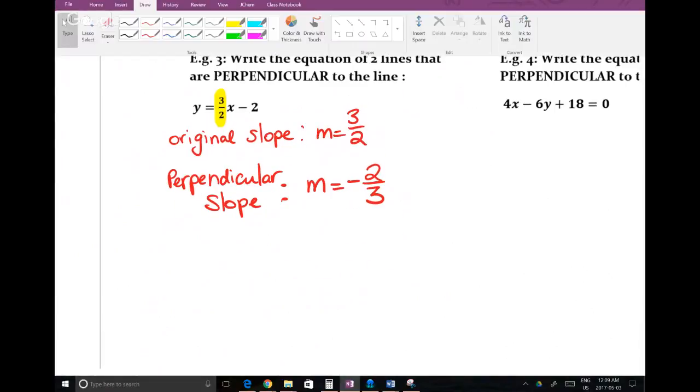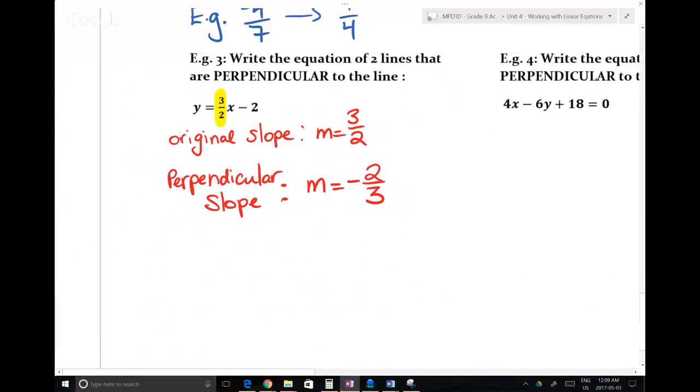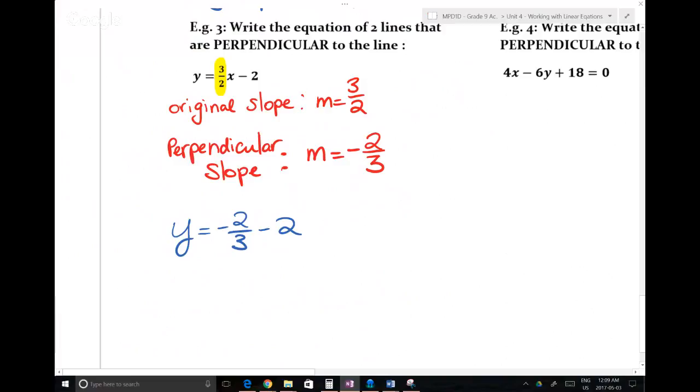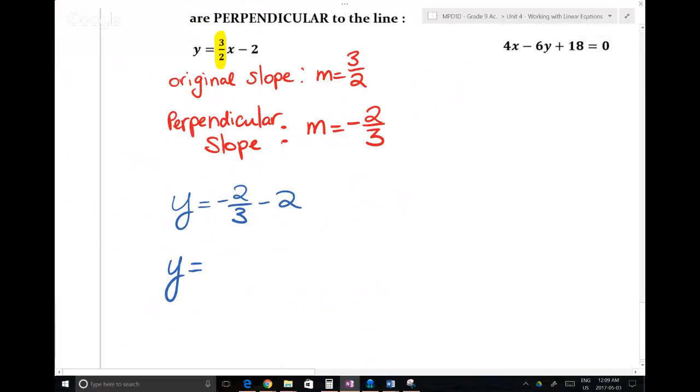And now we just need two lines that have that slope, and they can be anything you want. The y-intercept doesn't matter. So we can have y equals negative 2 over 3 x minus 2. We could keep the same y-intercept, in which case they're going to meet at that point. But we could use any y-intercept we want, actually. Do y equals negative 2 over 3 x plus 6.